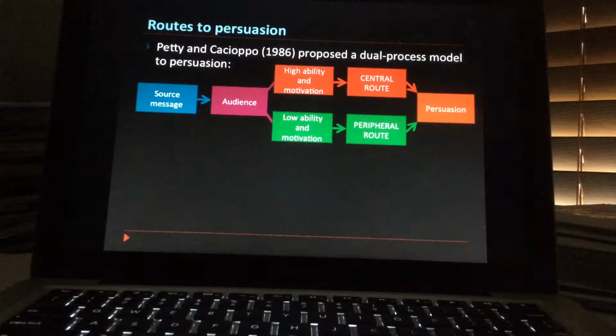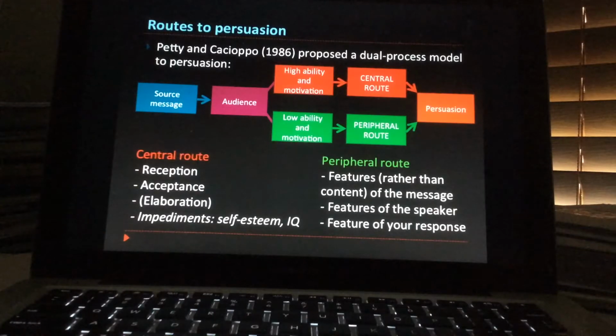Right, so we can think about how different types of people respond differently to different types of information. So here we have a quick brief rundown of what the two differences are. The central route pays more attention to the reception and the acceptance and the elaboration of new information. And impediments to the use of the central route are self-esteem and IQ. This will make more sense in a second when I give you some more information in terms of an example.